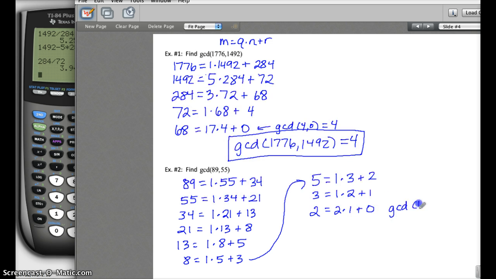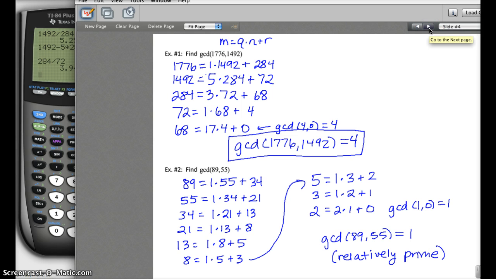The GCD of 1 and 0 is 1, which means the GCD of 89 and 55 is also equal to 1. When the GCD is 1, we call these two numbers relatively prime. Anytime the GCD is equal to 1, we call these numbers relatively prime because they have essentially nothing in common that divides both of them except for 1, and 1 divides everything.